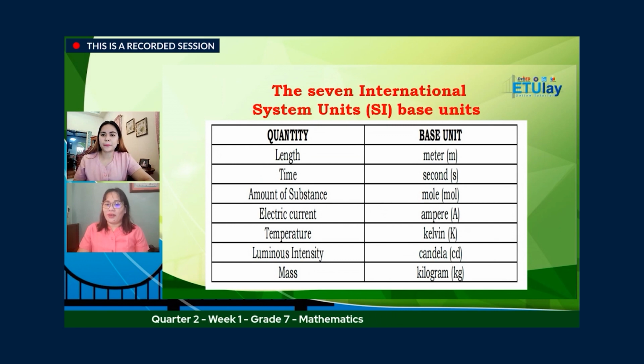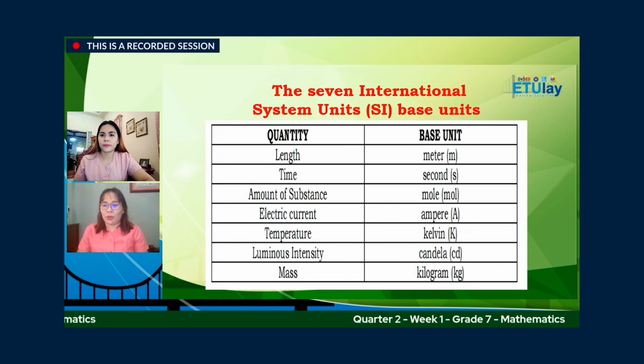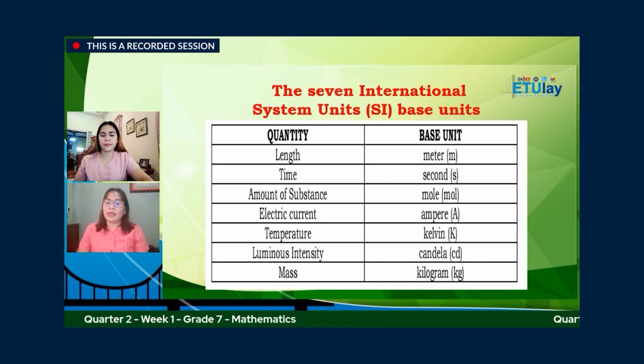The General Conference on Weights and Measures was tasked to define the different measurements. And so, the International System of Units was released, which is now being used by the majority of the countries, with the biggest exemption being the United States of America.